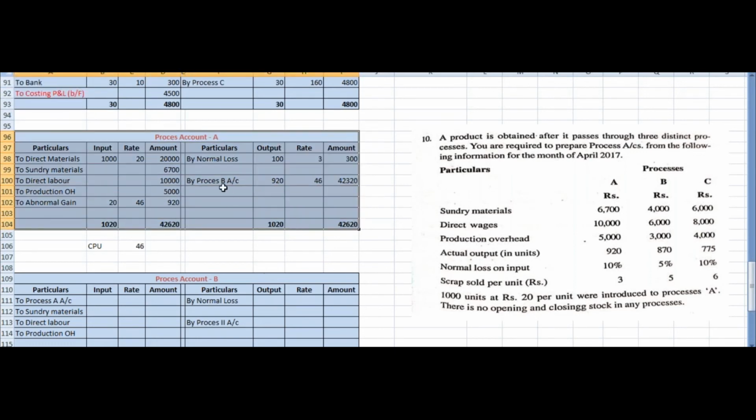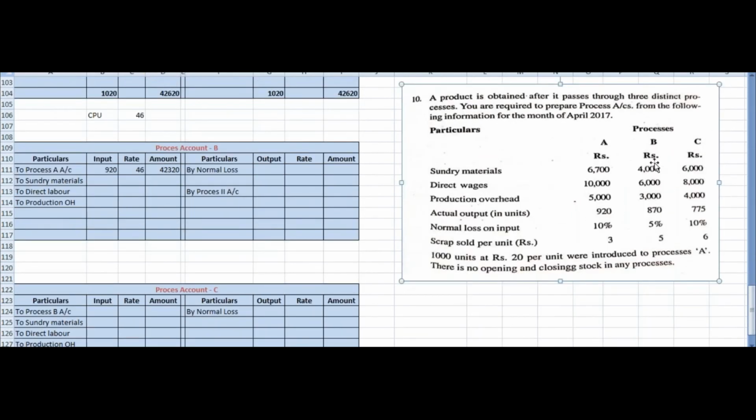Now move to process B. First you have to write the transfer here: process B to process C, 920 units at 46 rate, 42,320. Now you write the process B information. Process B materials 4,000, labor 6,000, and overhead 3,000. Output of process B, where is it transferred? Process C.